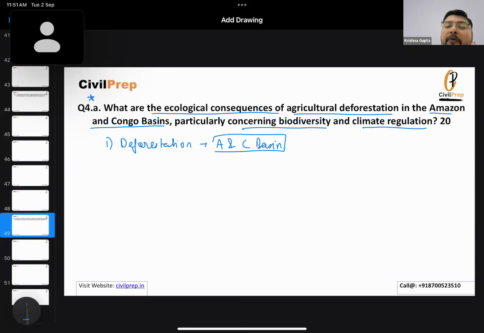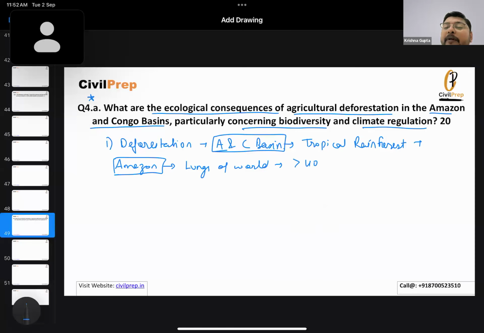This Amazon and Congo basin consist of tropical rainforest. Majorly the tropical rainforest of the Amazon is the lungs of the world, adding almost more than 40% of oxygen every year. So this is one thing that is very important here.